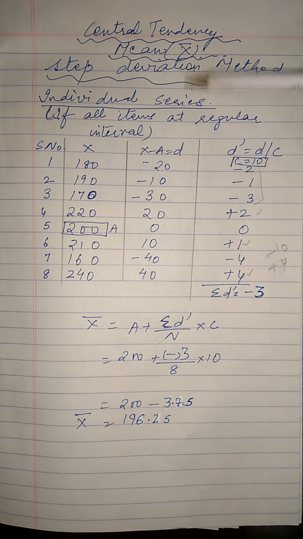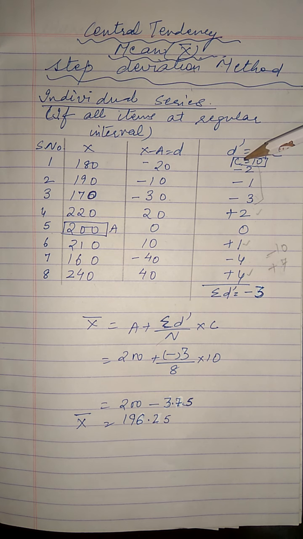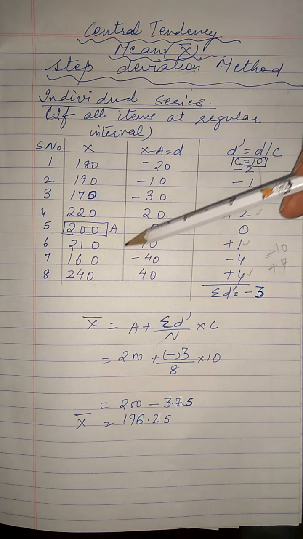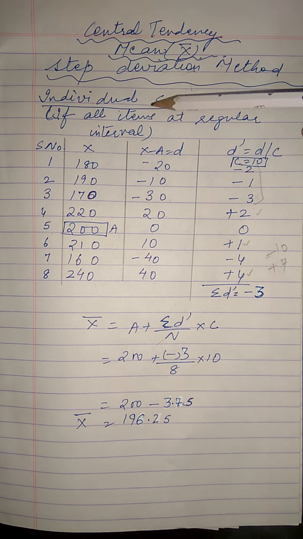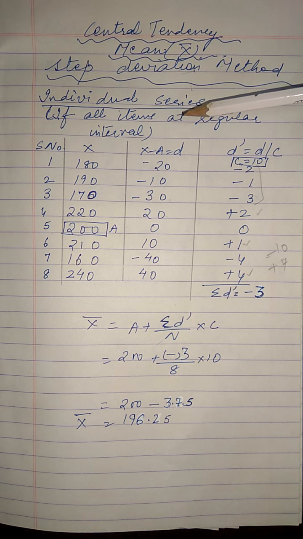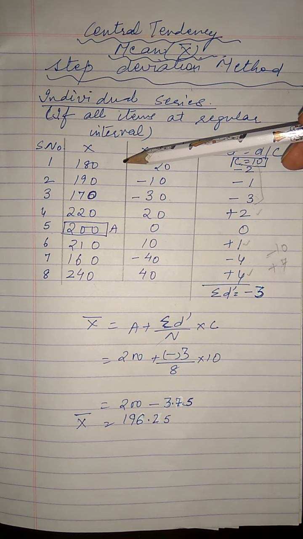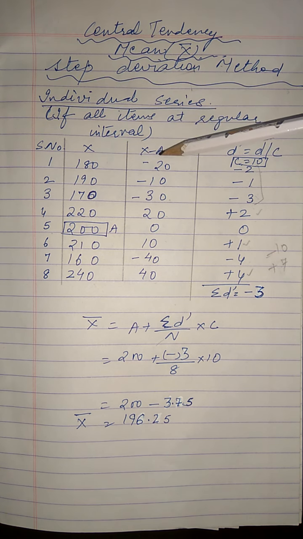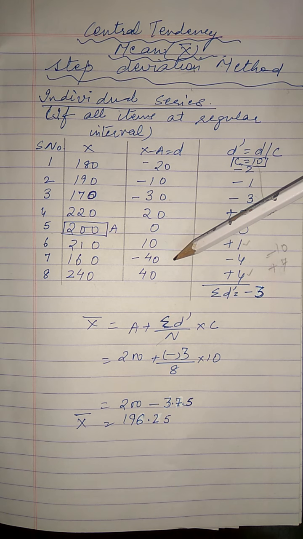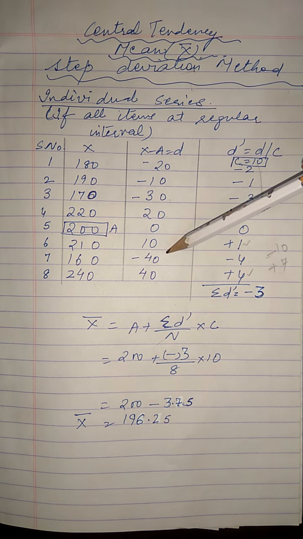In shortcut method, our method stops when we find deviation. But in step deviation method, we go one step ahead of these deviations and find these deviations up to their minimum terms. Now in individual series, this is possible easily when the items are at regular interval. But if interval is not regular, then sometimes this sum is difficult to calculate. Like in this sum, we have taken the difference as either 20, 30, 40, etc. It can be positive, it can be negative.